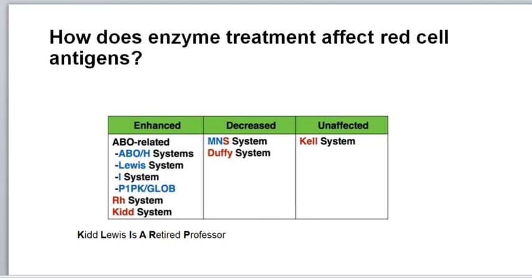While the KEL system is unaffected by the enzyme treatment, the two systems which are decreased by the enzyme treatment are the MNS system and the Duffy system. So if you remember this table, I'm sure you would be able to do a lot of MCQs, EMQs, and if this question turns up in the paper, you can do this easily and get full marks for that.